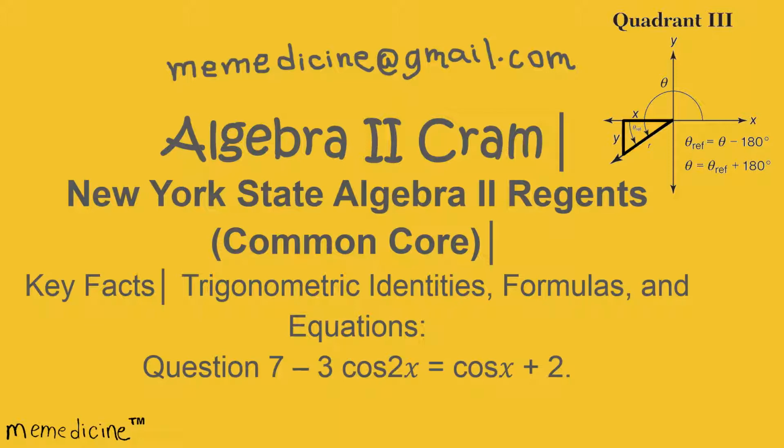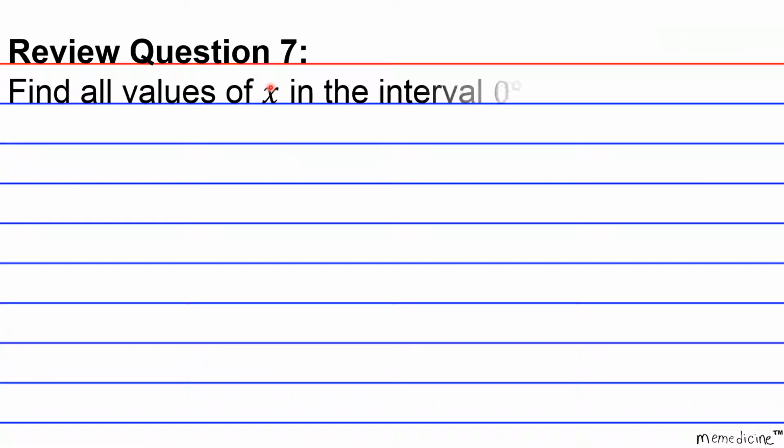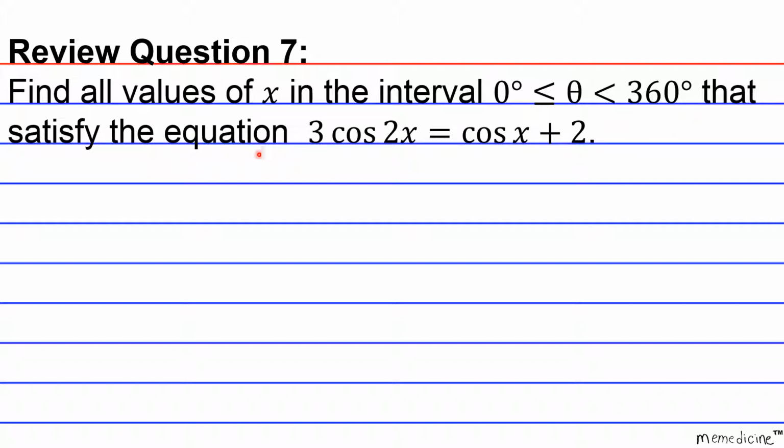Let's delve into the problem. Review question 7. Find all values of x in the interval 0 degrees is less than or equivalent to theta, which is less than 360 degrees, that satisfy the equation 3 cosine of 2x is equivalent to cosine of x plus 2. I'll give you a moment to think. Definitely press pause and formulate your solution.